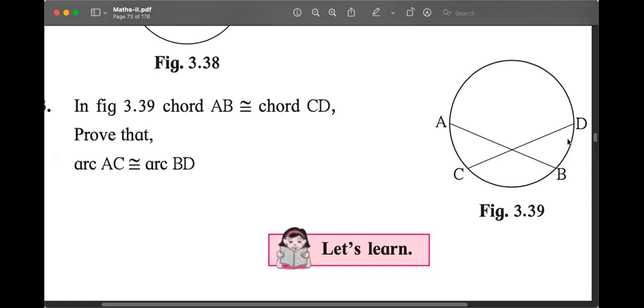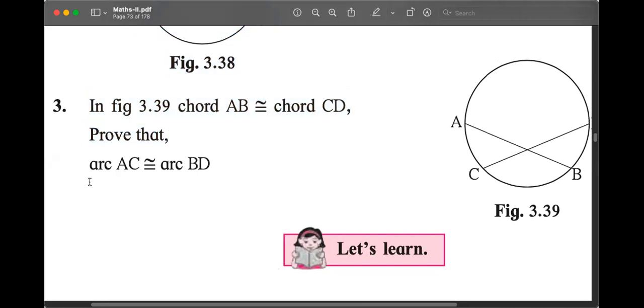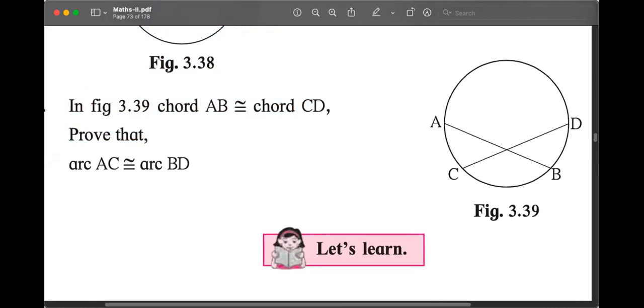Question number 3 of practice set 3.3. It says in figure 3.39, chord AB is congruent to chord CD. AB, the whole chord, is congruent to chord CD. They are intersecting each other. अभी तक intersecting chord नहीं देखा था. Now they are intersecting. We have to prove that arc AC is congruent to arc BD. Okay. So once again, हमको बोला है to prove that two arcs are congruent.